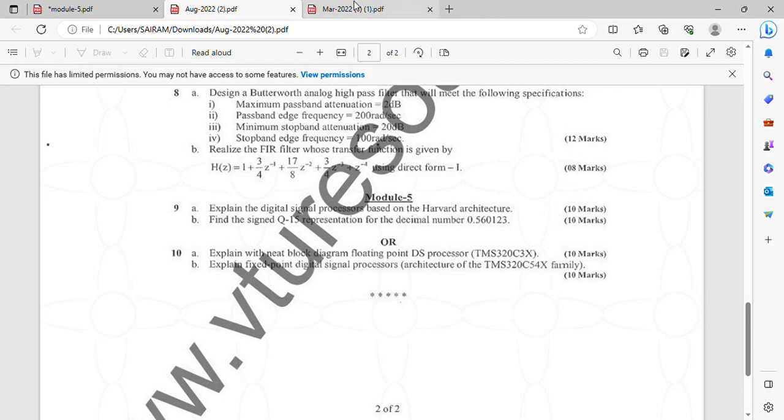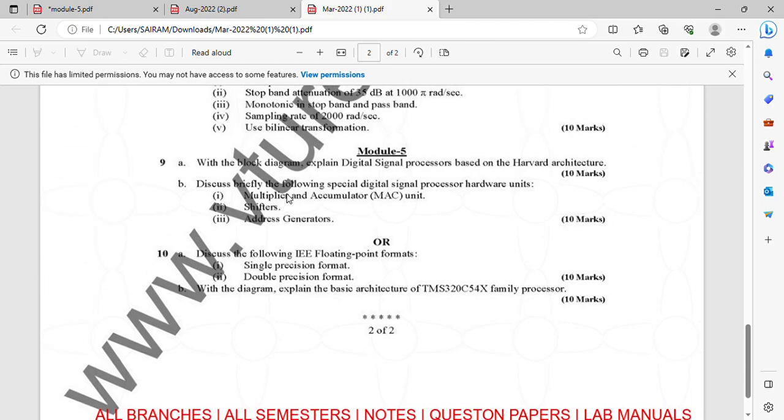In the case of March 2022 also you can see that. The 9A question: with the block diagram, explain digital signal processor based on the Harvard architecture. It has been asked for 10 marks, and you have to draw the block diagram. This other question is also asked, students: discuss briefly the following special digital signal processor hardware units. I have seen this question 2 times, once in July August 2021, that is my 10A question, and this is my 9B question. These two questions are connected, students.